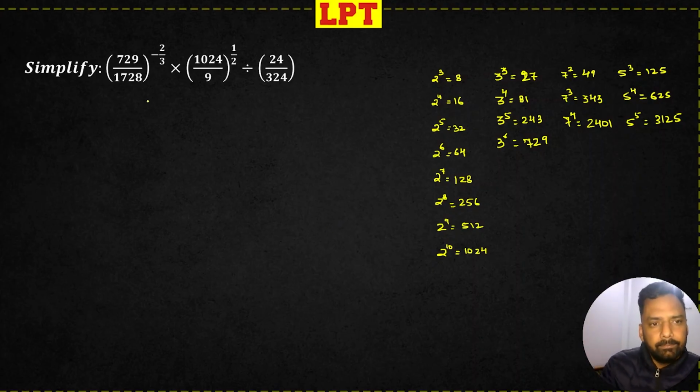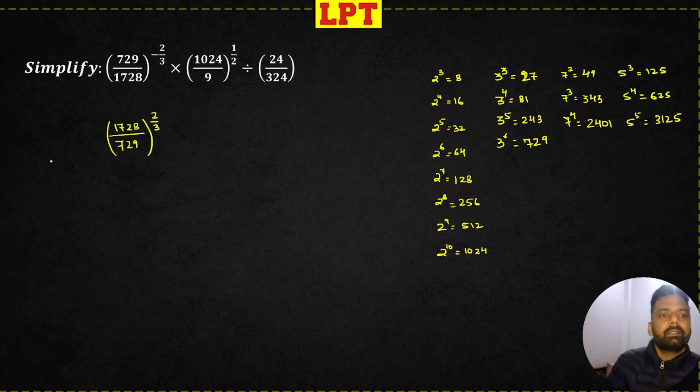As you can see, here I have 729 by 1728, and see power यहाँ पे कितना है, -2/3. To simplify it, जब power नेगेटिव होता है तो we just reciprocate it. हम इसको ऐसे लिख सकते हैं 1728 over 729 to the power 2/3. है ना, this we can do because हमने सिर्फ अभी क्या किया, माइनस को एडजस्ट किया है.